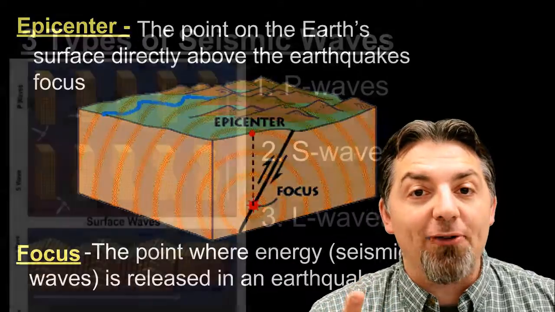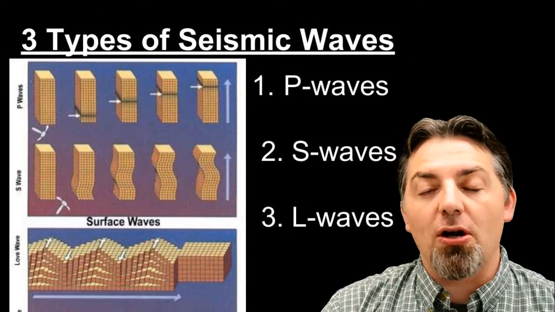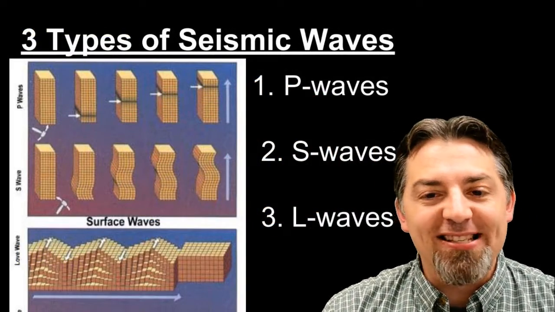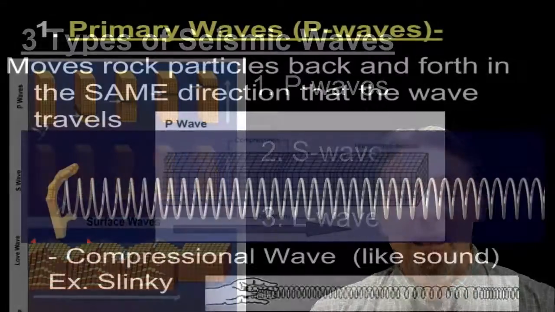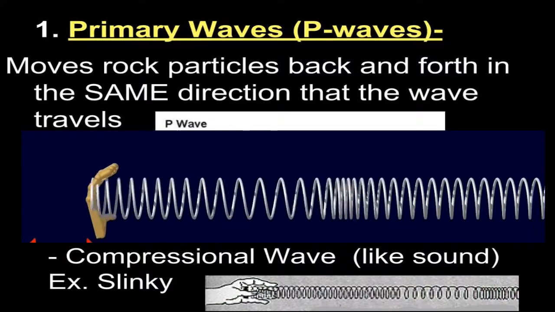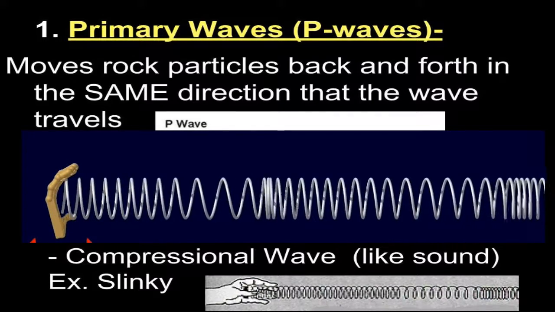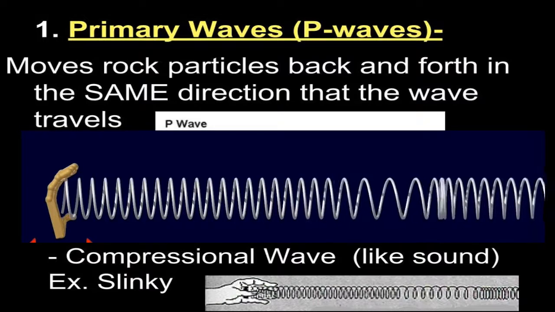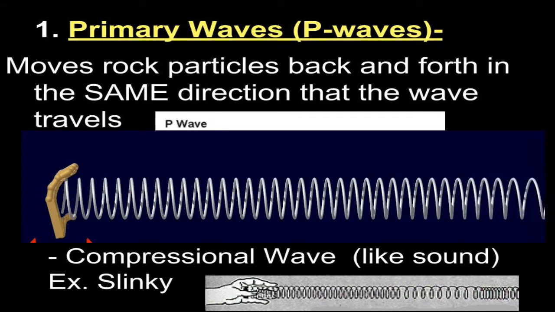And we're going to talk about three different types of seismic waves that get released. We're going to talk about P waves, and S waves, and L waves. Now, P waves, or primary waves, these move rock particles back and forth in the same direction that the wave travels.